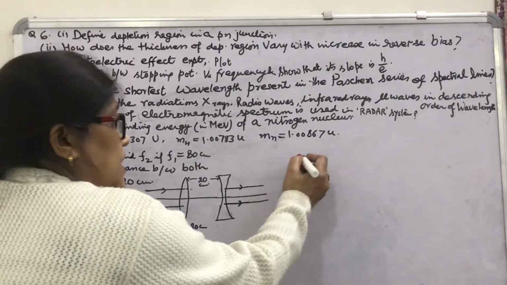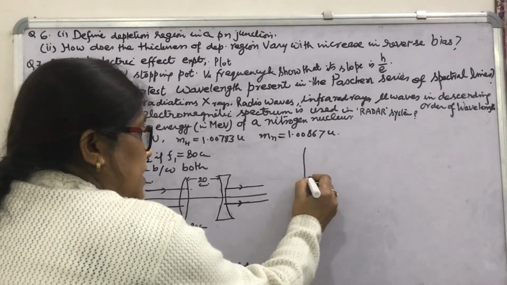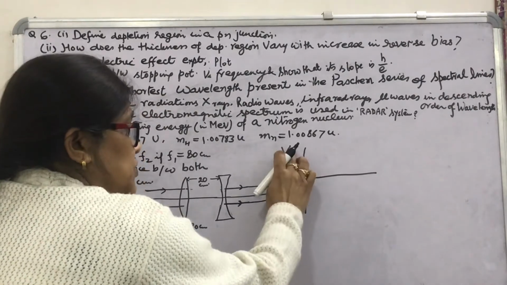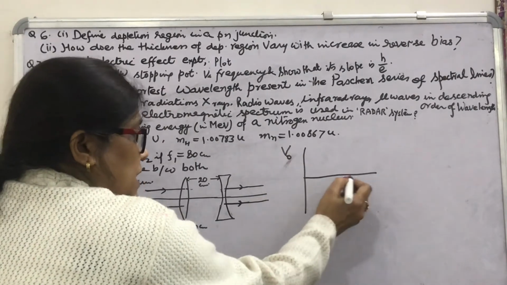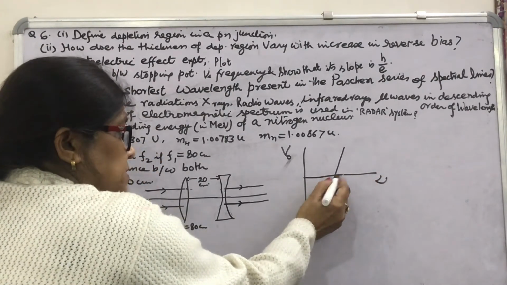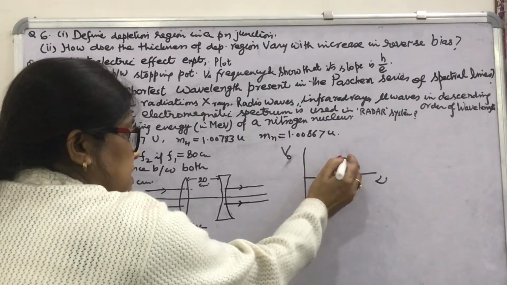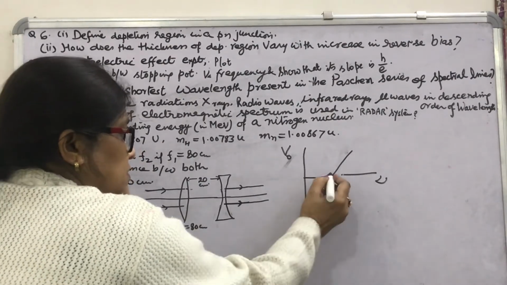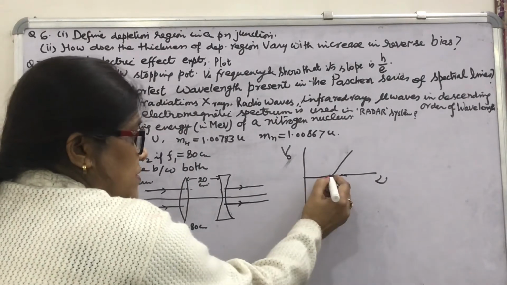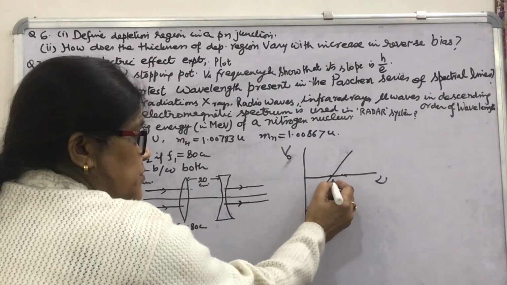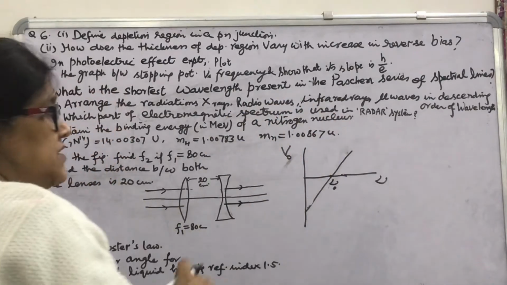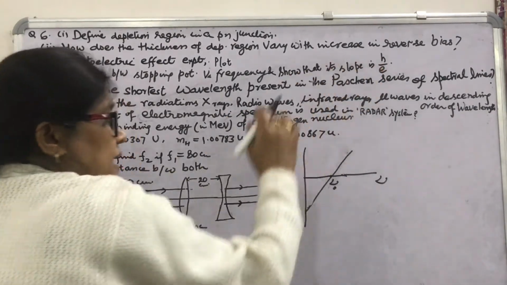Look, in the experiment of photoelectric effect, if this is the stopping potential, shown as V0, and on this axis frequency, then for a particular substance we get a graph like this. You know, the point where the graph intersects the x-axis is called the threshold frequency. The slope of the graph is asked, and prove that this is equal to h by e.